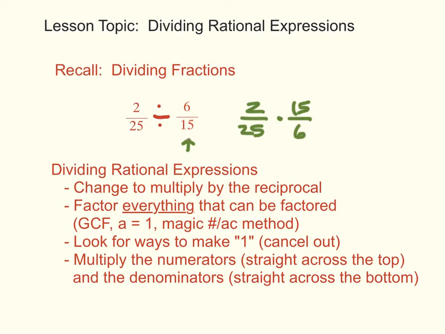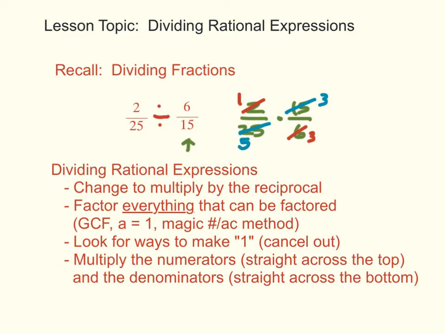And at this point, again, it's just like multiplying rational expressions like we learned in a previous lesson. We can simplify these fractions. For example, the 2 and the 6 are both divisible by 2, so I can say 2 divided by 2 is 1, and 6 divided by 2 is 3. And similarly, we can divide 15 by 5 and get 3, and divide 25 by 5 and get 5.